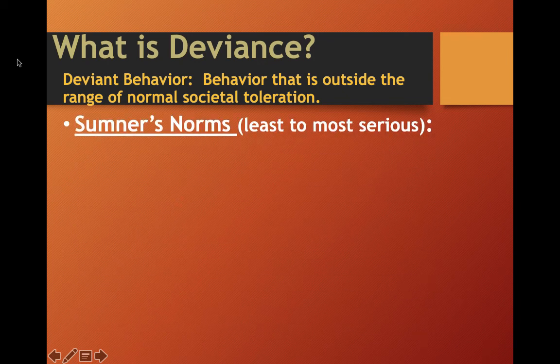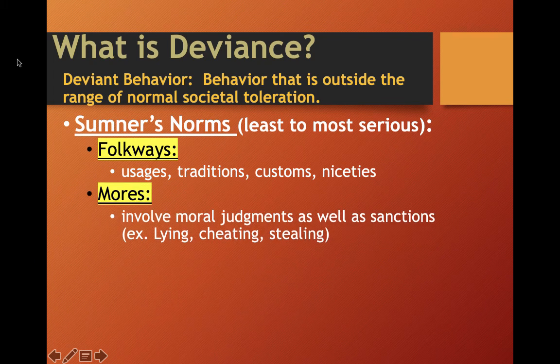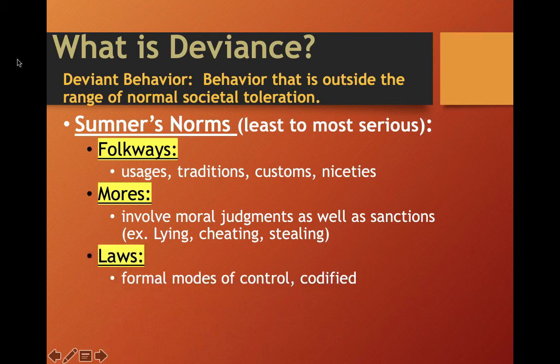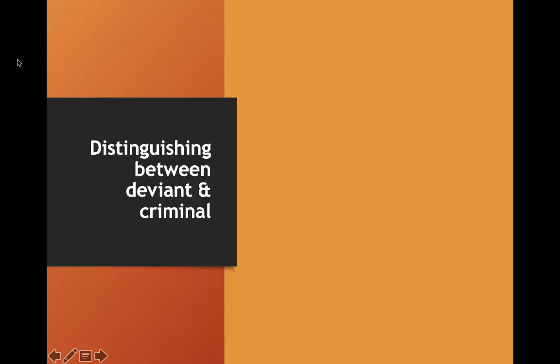So let's look at Sumner's norms from the least to most serious. The first is folkways. These are usages, traditions, customs, and niceties. We then have mores, which involve moral judgments as well as sanctions such as lying, cheating, and stealing. Then we have laws, which are formal modes of control. They're codified. Here's a look at some of those norms that go into what we just discussed in the previous slide. So you can pause it here and review these in more detail.